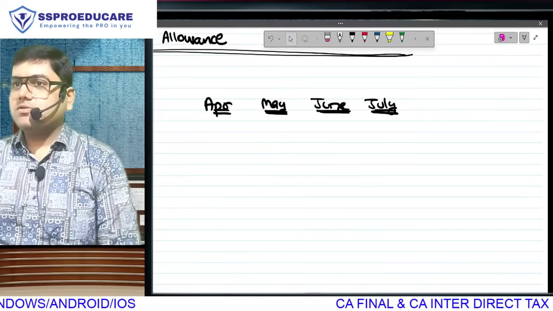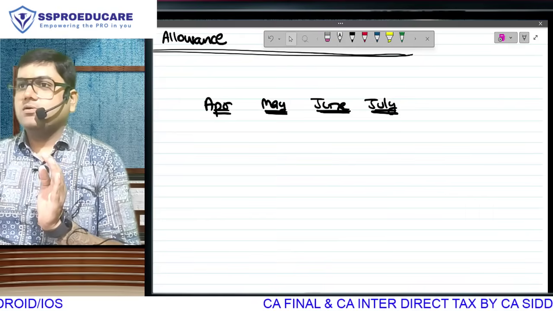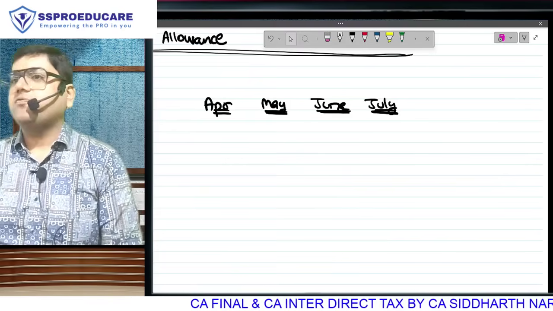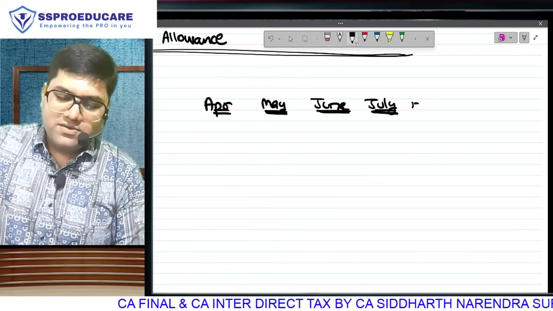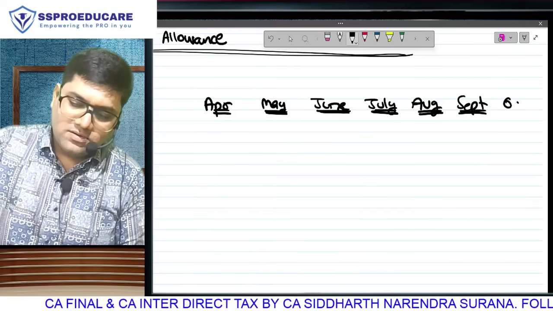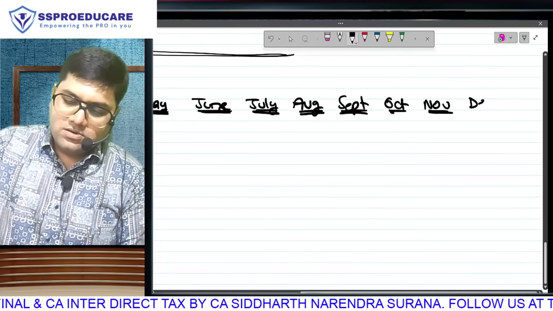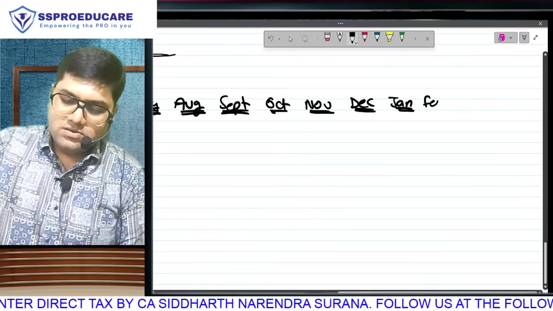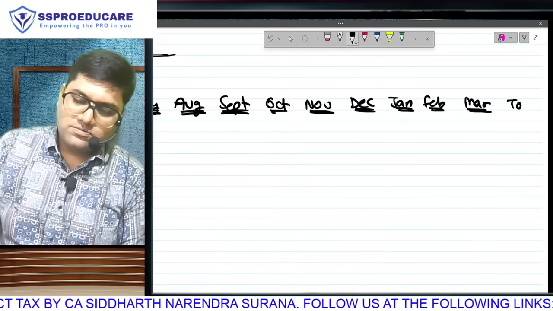So either you will use your book horizontally, landscape mode, or you will use a double side page, because 13 amount columns will not fit in obviously this much space. Okay? So we continue. We have July, August, September, October, November, December, Jan, Feb, March, and of course a total column.